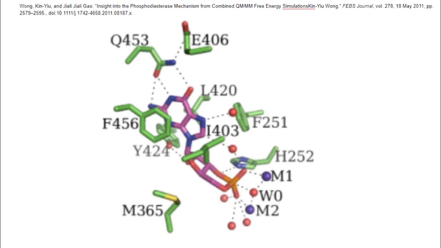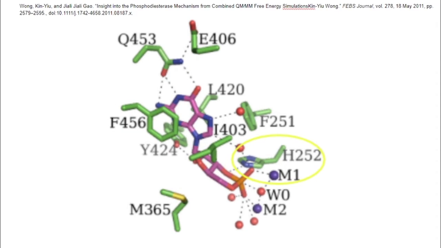In the diagram above, we can really focus down into that catalytic center, and that's found in all the phosphodiesterases that we discussed before. So with modeling and theoretical calculations, researchers have determined that histidine 252 is the general acid in the hydrolysis reaction. So here is our histidine 252 circled in yellow.